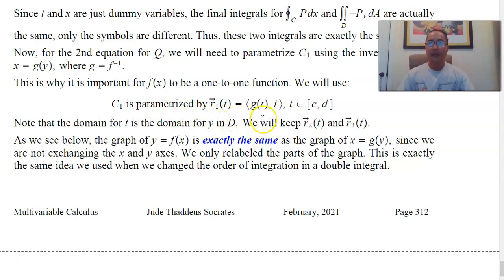So the parameter will now be the y coordinate, and the y coordinate goes from C up to D, instead of A to B. And so x is g of y, so g of t. This is our parameterization for the side of this domain. So we will keep R2 and R3. We're going to look at our dy in a little bit. So y is t, so dy is just dt.